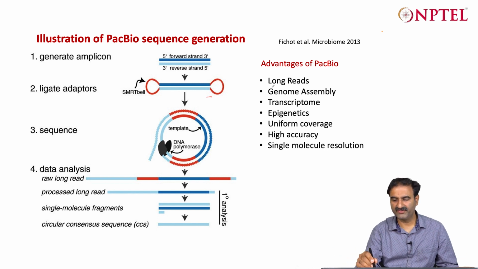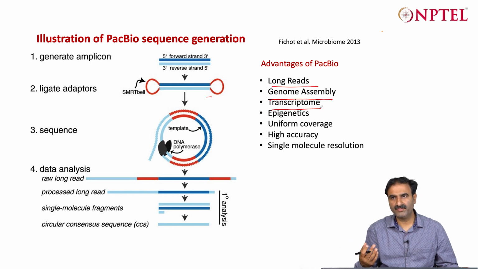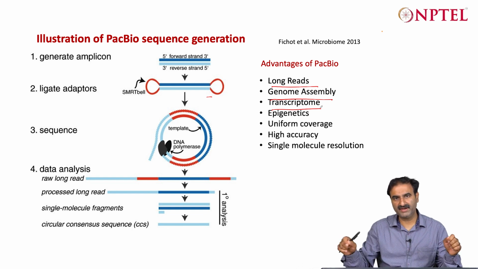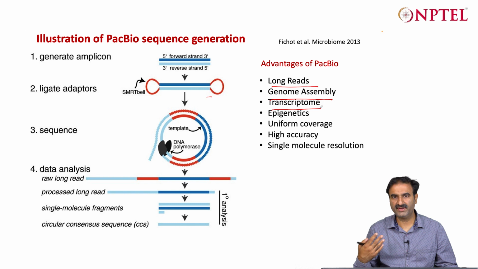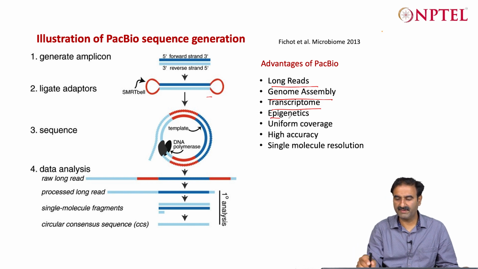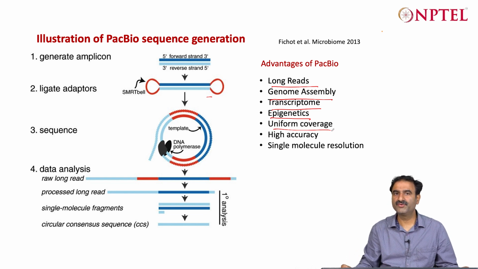So it produces long reads, which are very good for genome assembly and for transcriptome, because in transcriptome you want to know what RNA sequences are there. If you get the complete intact RNA, you will know about alternate splicing and their copy number very well. It is also useful in epigenetics, because it captures the methylation pattern of the DNA. It gives uniform coverage across the genome, so it does not suffer from the bias that may happen during library preparation. Accuracy is increasing, and it has single molecule resolution. So this is one of the better systems these days.